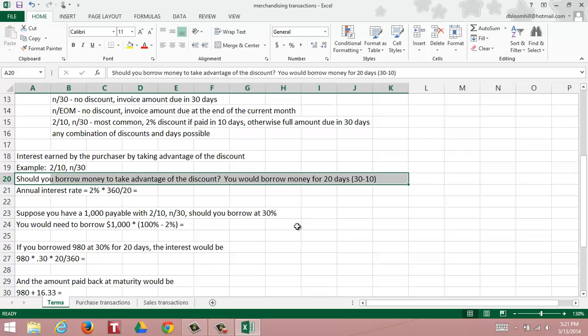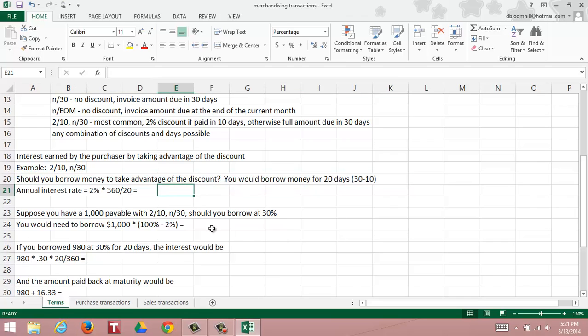The decision to pay in 10 days is 20 days early. So you would borrow money for 20 days for this decision. Well, the 2% is over the 20 days. You get a 2% discount by paying 20 days early. Let's annualize that rate by multiplying it by 360 over 20. So if I take 2% and multiply that by 360 over 20, I actually get an annualized rate of 36%.